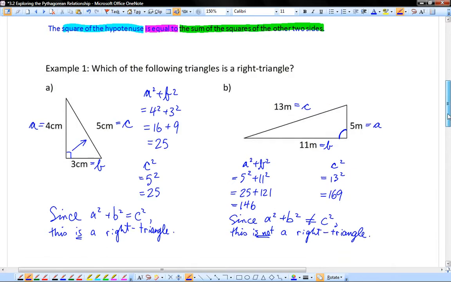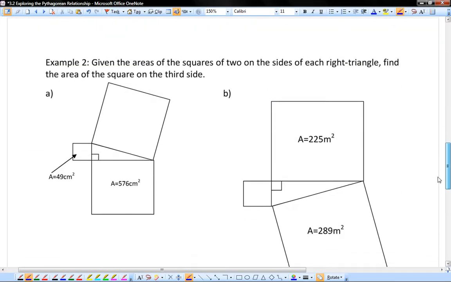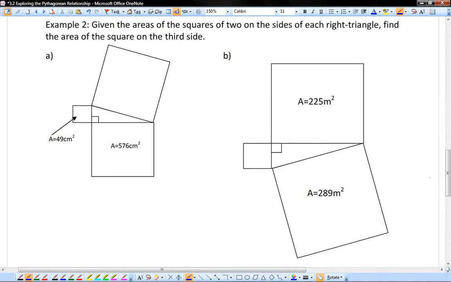Alright, so let's go on to some more examples. In example 2, it says, given the areas of the squares of two sides of each right triangle, find the area of the square on the third side. So here we have an area of 49 square centimeters, and I'm going to call this a squared. And this area, 576 centimeters squared, I'm going to call that b squared, because they are the squares that are on the two legs of the right triangle.